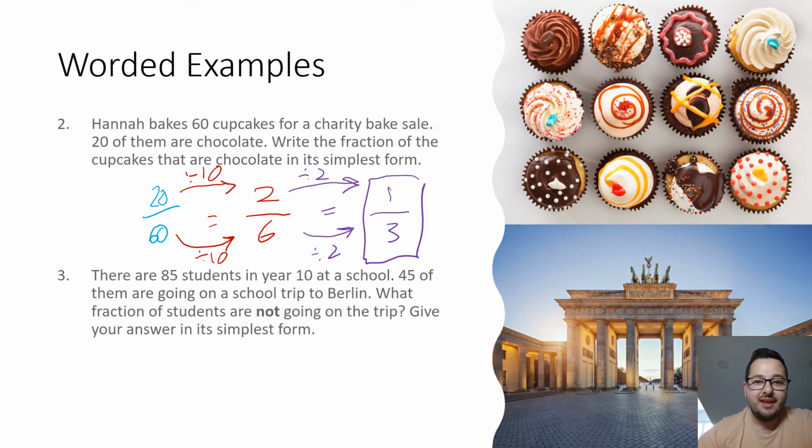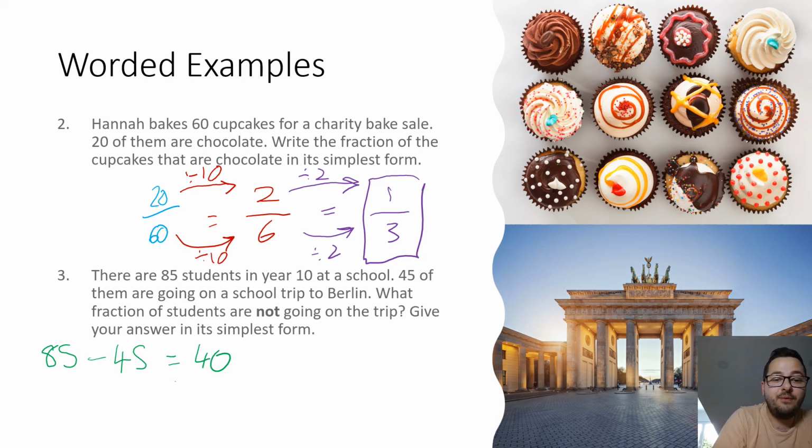Okay, number 3. There are 85 students in year 10 at school. 45 of them are going on a school trip to Berlin. What fraction of students are not going on the trip? Give your answer in its simplest form. Well, first, if there are 85 students and 45 of them are going on the trip, and we want to find out how many are not going, we just do a quick takeaway. 85 take away 45 gives us 40. And now we want the fraction of students that are not going on the trip, so that is going to be 40 over 85.